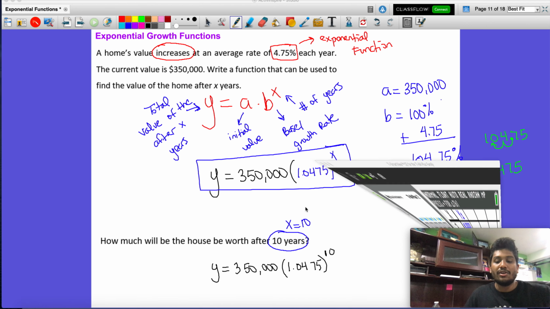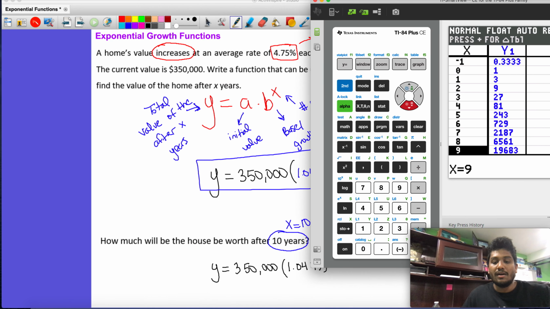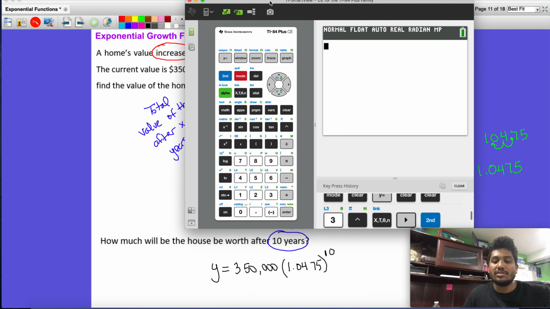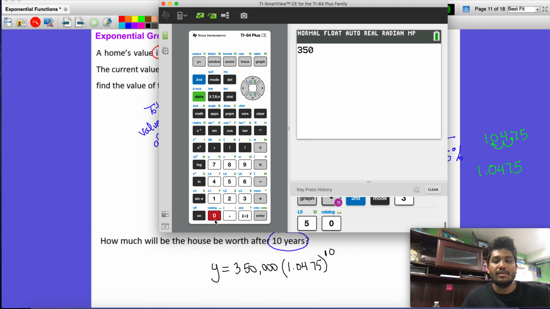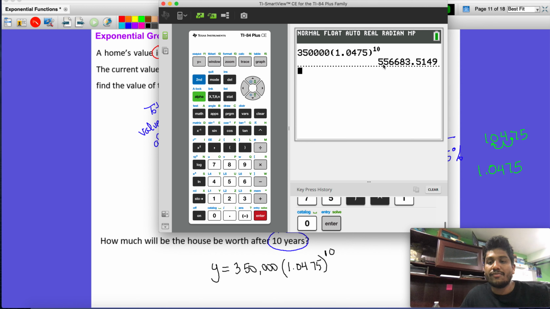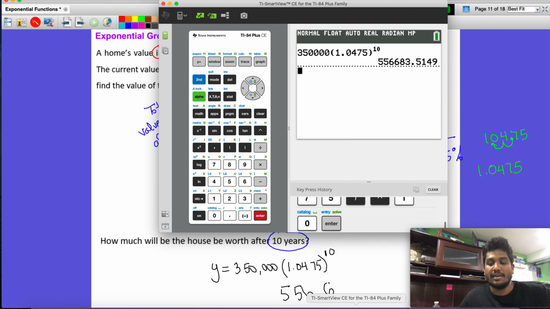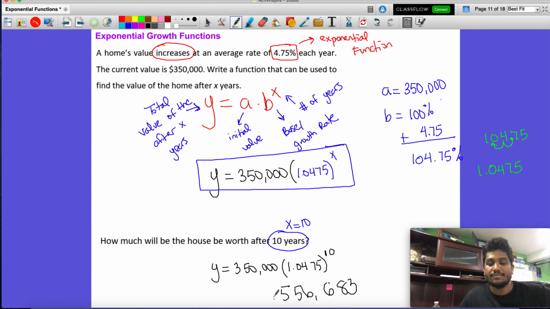Now at this point you're definitely going to have to use a calculator of some sort. I'm going to see if I can pull this up right here, and we'll substitute this here. So we have 350,000, open parentheses, 1.0475. This little hat button, this upwards arrow, means raising to the 10th power, and we get that the house is going to be worth 556,653. So 556,600, and I forgot the rest, 683 in 10 years.